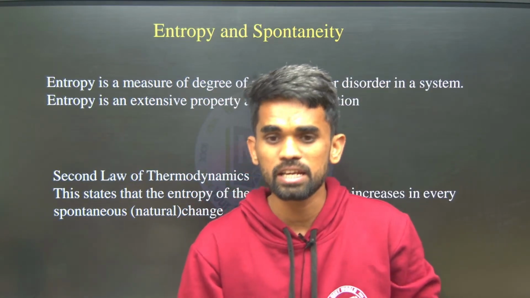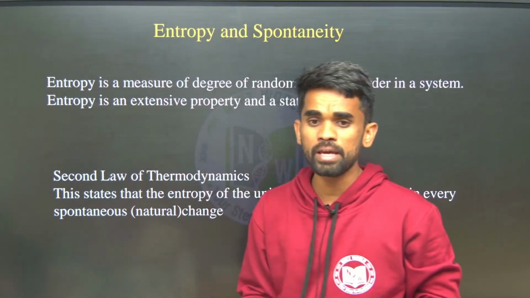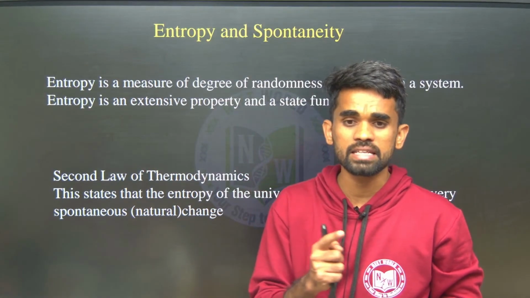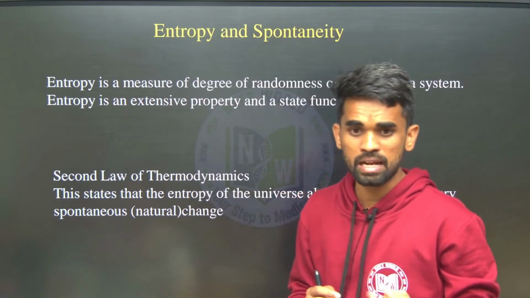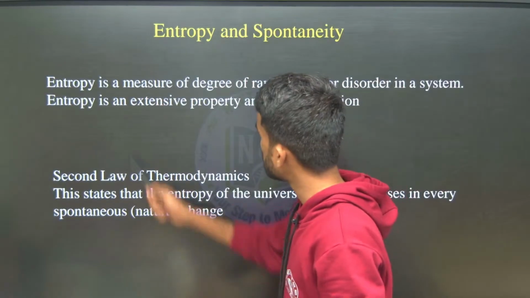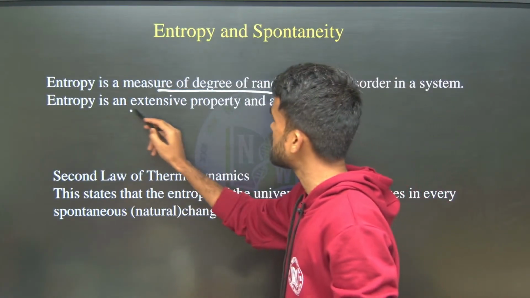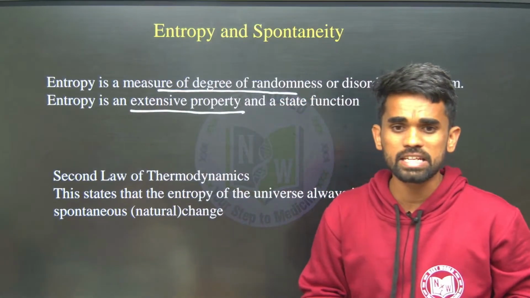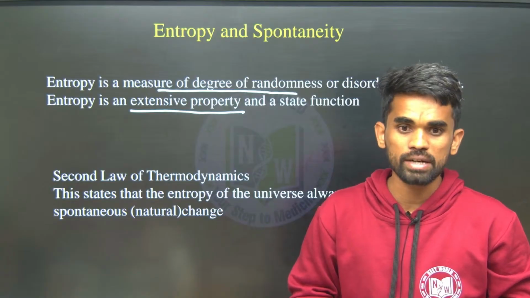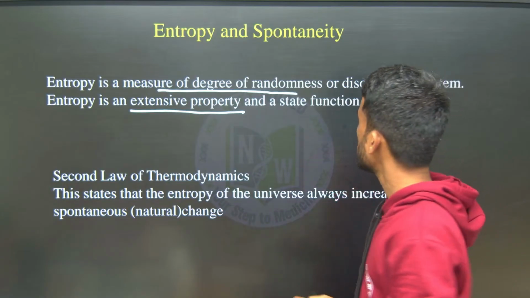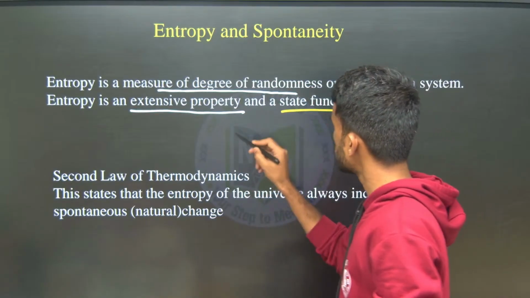Whereas energy remains constant. So for an isolated system, entropy increases whereas its energy remains constant. So this is from both the first law and second law. Entropy means a measure of randomness, and it is an extensive property. What does an extensive property mean? It is a mass dependent, quantity dependent property, and it is a state function.